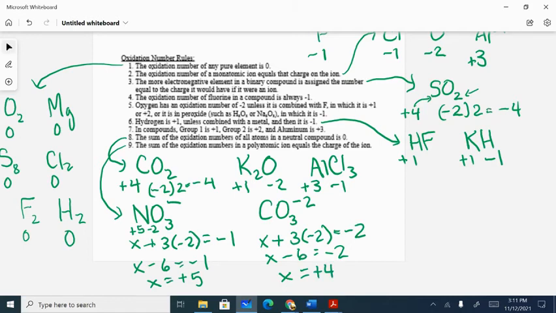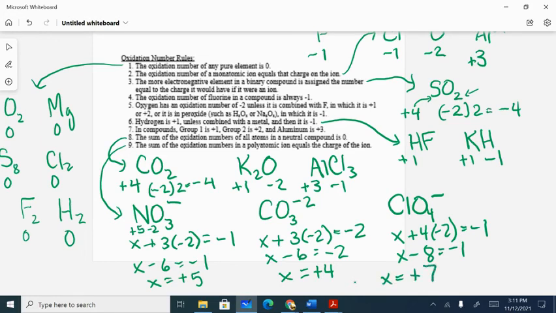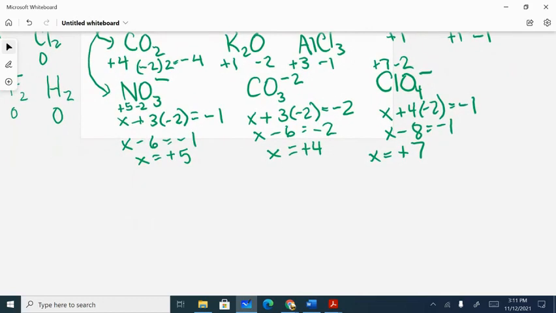Let's do this one, the perchlorate ion. So we have 4 oxygens that are -2, adds up to a -1, which is the charge, and we don't know what chlorine is. So X minus 8 equals -1, and that gives me X is equal to +7. That's the oxidation number of chlorine in this compound. Oxygen's -2.